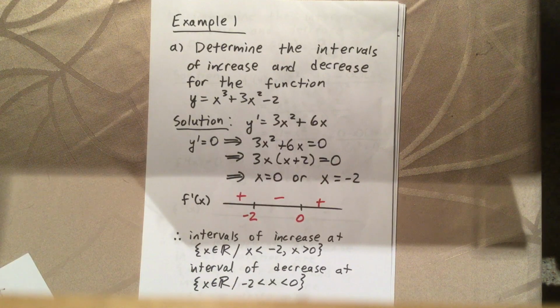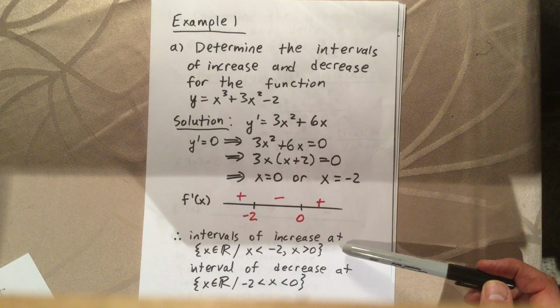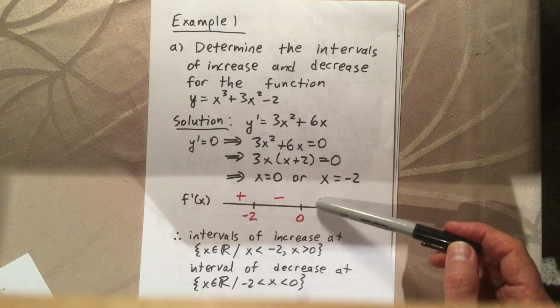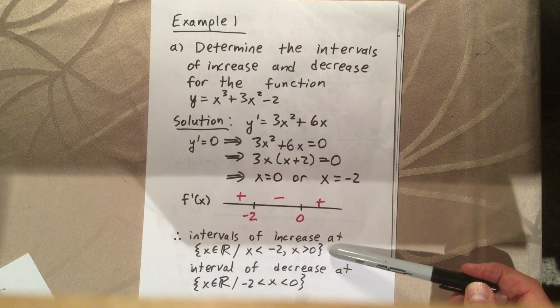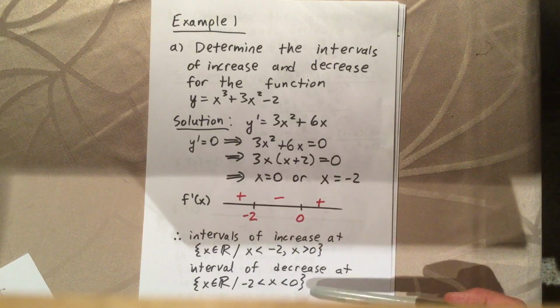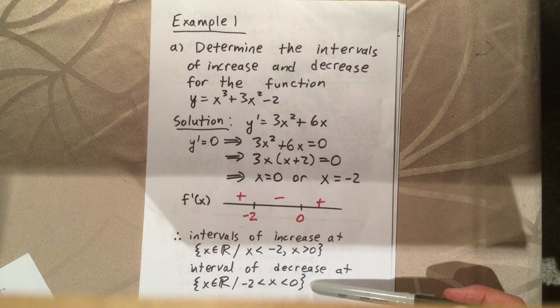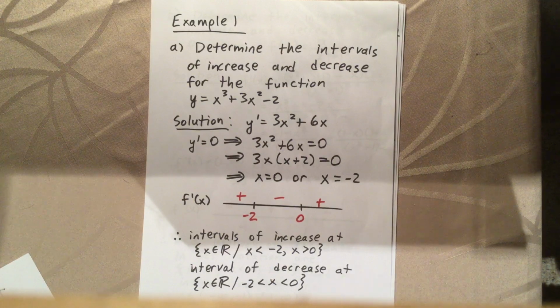So we can say that the intervals of increase are when x is less than negative 2 or x is greater than 0. We put that in set notation form. And the interval of decrease is right in between, when x is in between negative 2 and 0. We put that in set notation form.